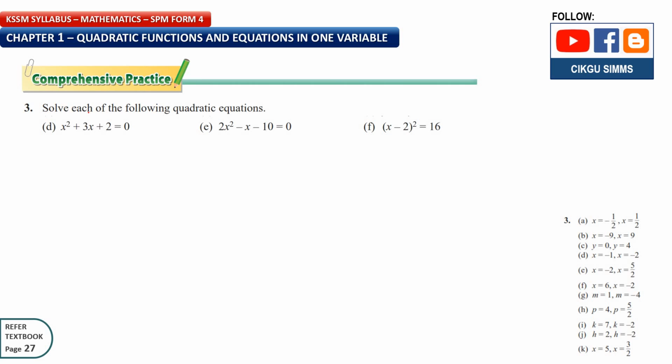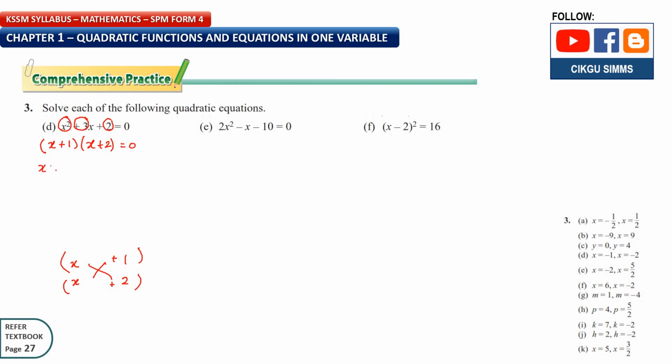And then question 3D. x squared plus 3x plus 2 equals 0. Okay, now we need to factorize using this. So x times x is x squared, I get my x squared. So 1 times 2, I get my 2. And then positive 1 plus positive 2, I get my positive 3. So I can factorize them like this. They will be in brackets. First bracket, x plus 1. Second bracket, x plus 2.